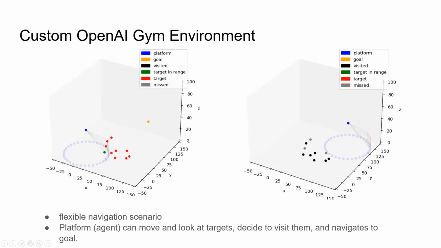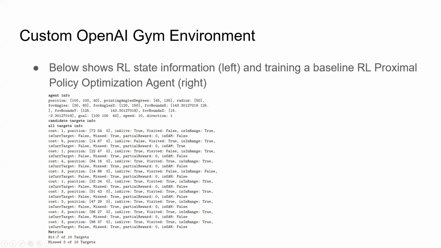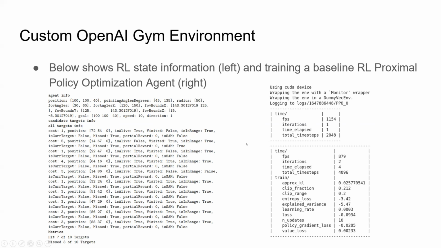So what we showed here is a sample metric is 7 out of 10 targets have been visited, so 3 have been missed. So you can see down here, we've hit 7 out of 10. And then we just finished the environment, so we were able to start training a proximal policy optimization agent, which is a baseline reinforcement learning agent on this. So we haven't evaluated it yet, but we have been able to start training with that.